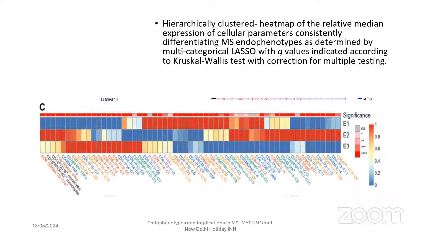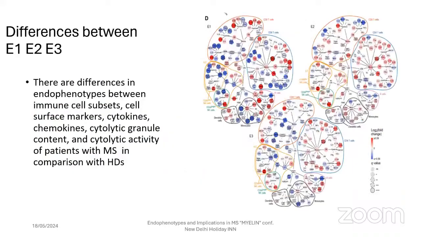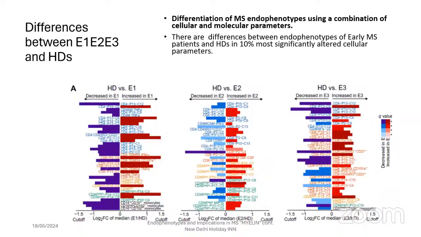Basically, this jargon tells us there are 3 types of endophenotypes which have different immunological signatures based on the expression of cellular parameters, and there are differences in these endophenotypes between immune cell subsets, cell surface markers, cytokines, chemokines, cytolytic granule content, etc. So there are differences. How are they going to translate onto the clinical manifestation? That's the main important thing. So what are these differences and how are the differences identified?